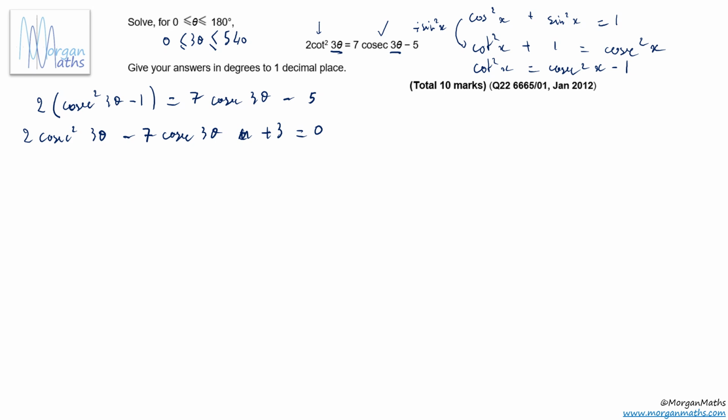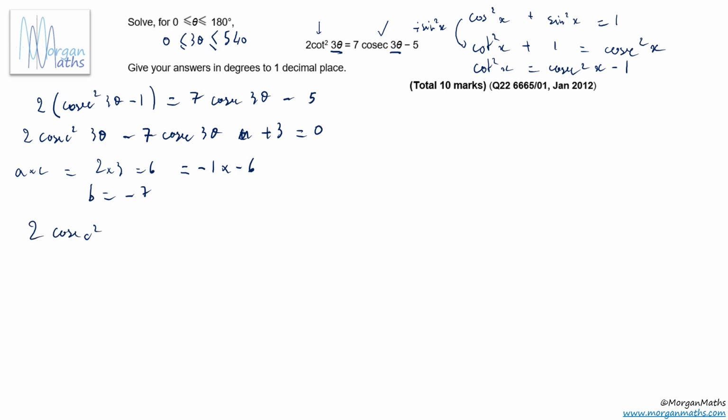So to factorize here, I'm looking at a times c. That's going to be 2 times 3, which is 6. And then this is the product. B is minus 7. So the two numbers I'm looking for that have a product of 6 are going to be minus 1 times minus 6. So ready to now factorize.